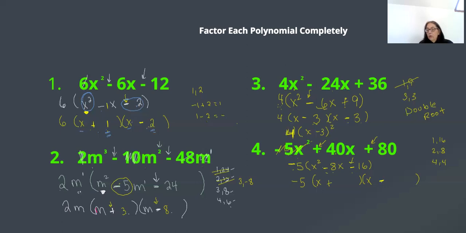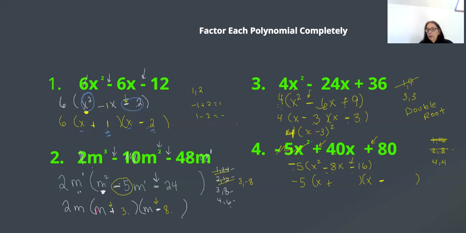One's going to have to be positive, one's going to have to be negative. So if I take 16 minus 1, that's not going to give me an 8. 8 minus 2 gives me 6. 2 minus 8 gives me negative 6. So that doesn't work. 4 minus 4 gives me 0. So this one, we can't factor any further. I don't see anything where we can make this trinomial into a binomial.